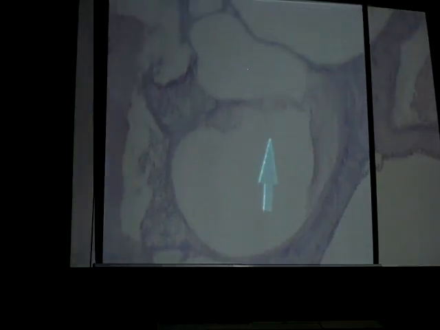So let me show you at low power. All right, so that's our vestibular membrane. This would be the scala media, this would be the scala vestibuli, and then up here we have our organ of Corti, the basilar membrane. So this would be our scala tympani.